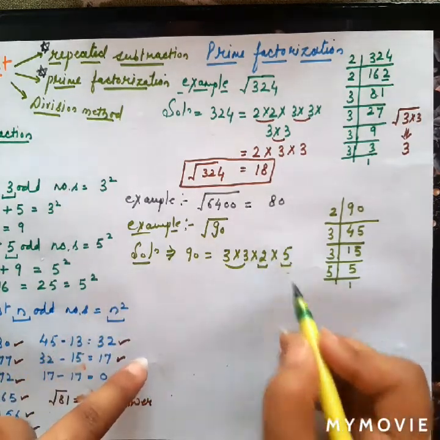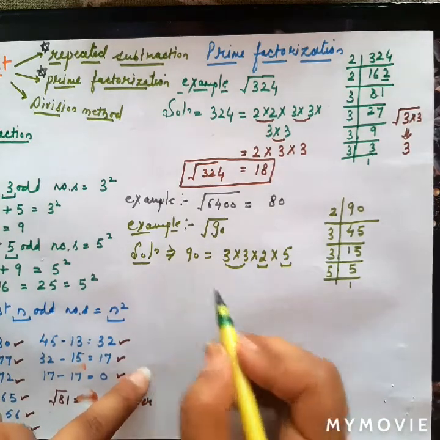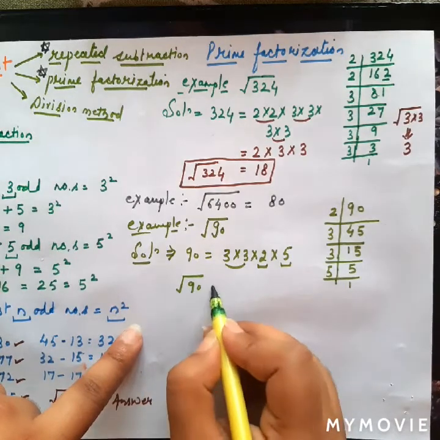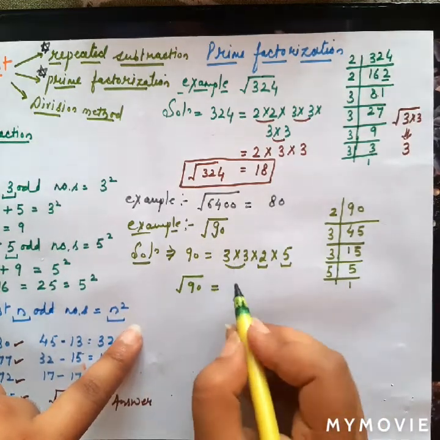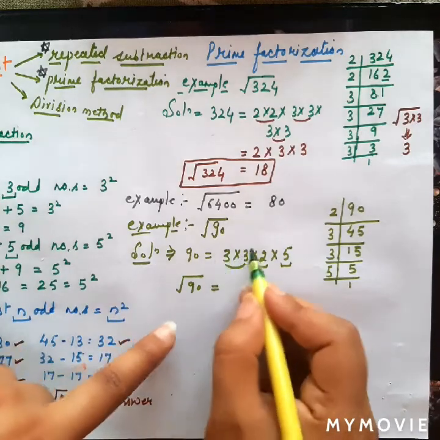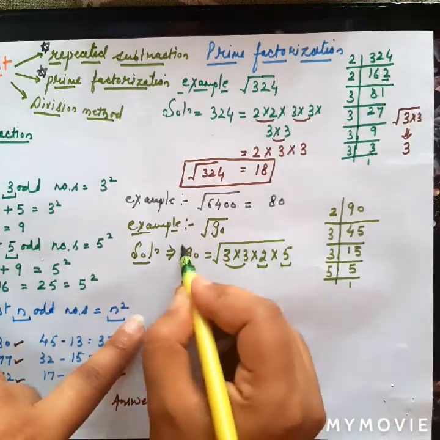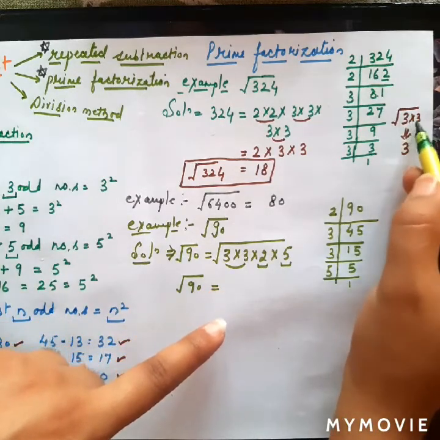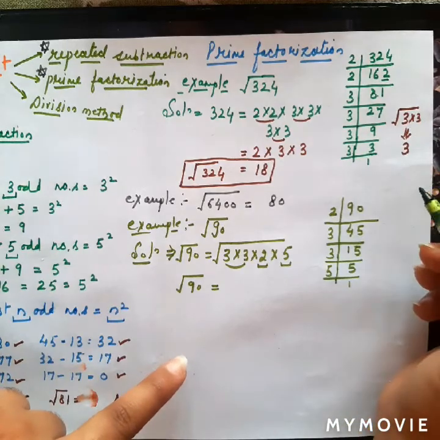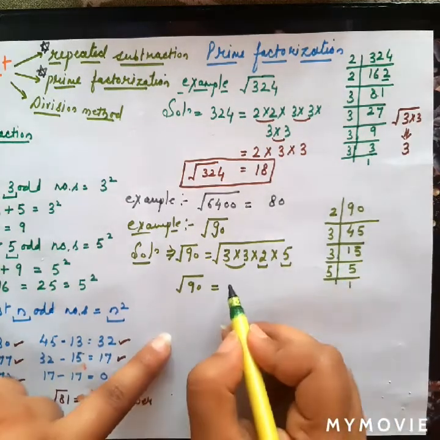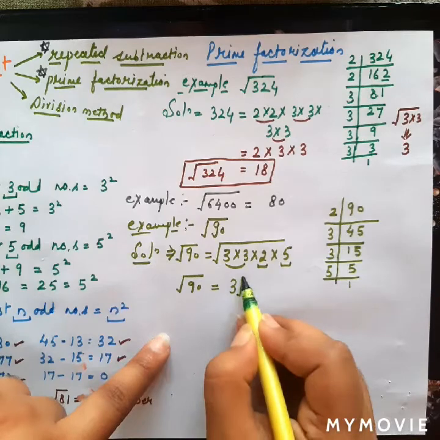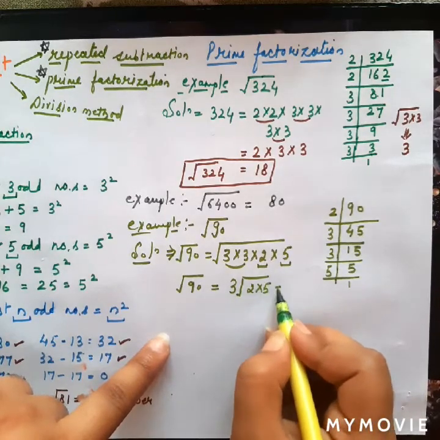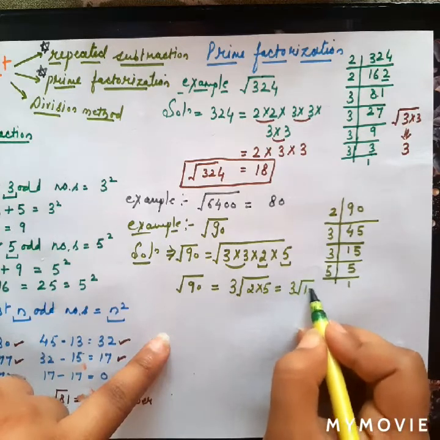So these numbers do not occur in pairs, so this is actually not a perfect square. Still, if we are asked to find the square root of this number, we will simply write it out, because when we take the square root of this whole number, I told you what the meaning of square root is. It means the numbers which are in pairs can be written single-handedly. So 3 can be taken out of this square root, and the number left will be 2 multiplied by 5, which will be equal to 3 under root 10.